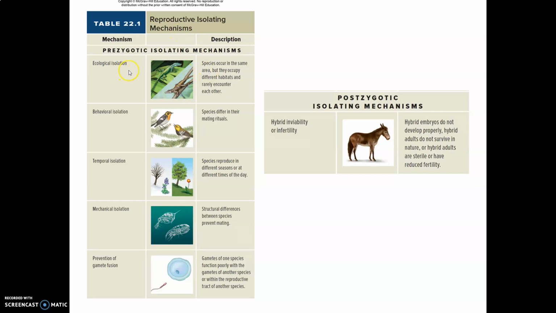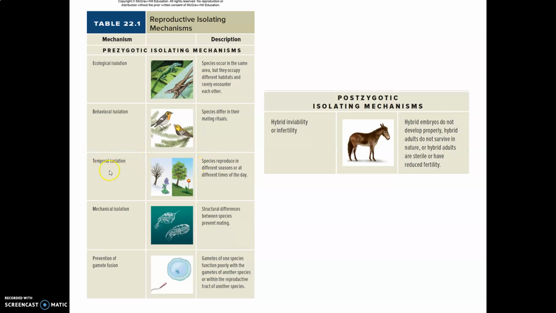We can look at some examples like ecological isolation. Two species that occupy the same area, but they occupy different habitats and rarely encounter one another. Therefore, they are reproductively isolated. Then there's behavioral isolation. Species may differ in their mating rituals, like the eastern and western meadowlark that we just talked about. Even though they may be found in the same area, they're prevented from mating because of their mating ritual or courtship behavior or dance or song or what have you.